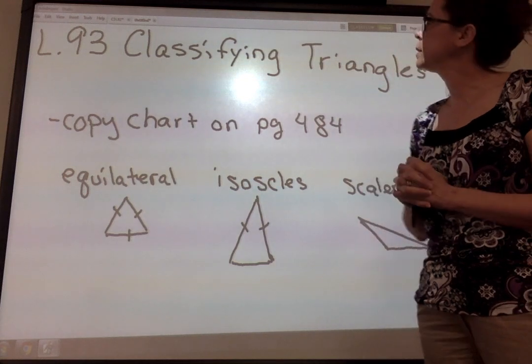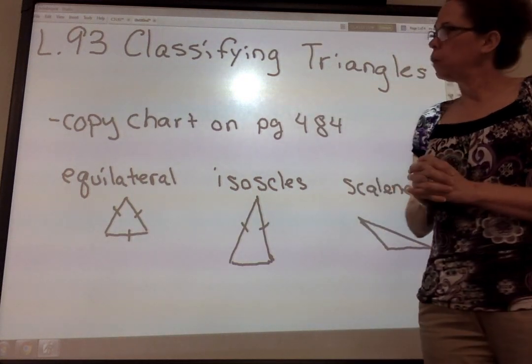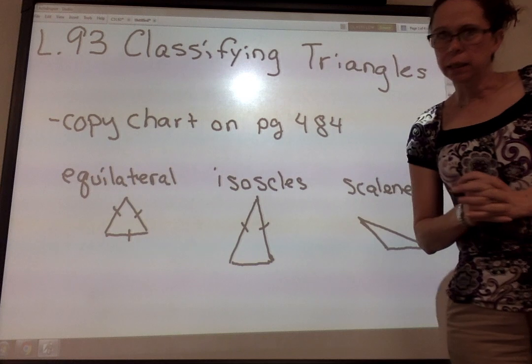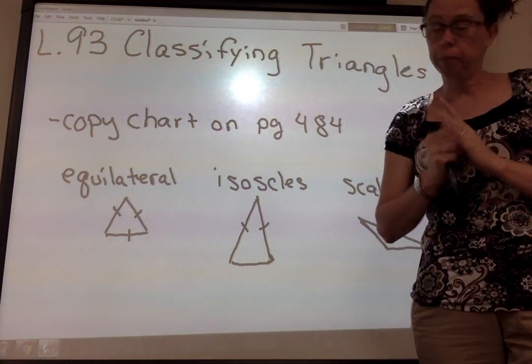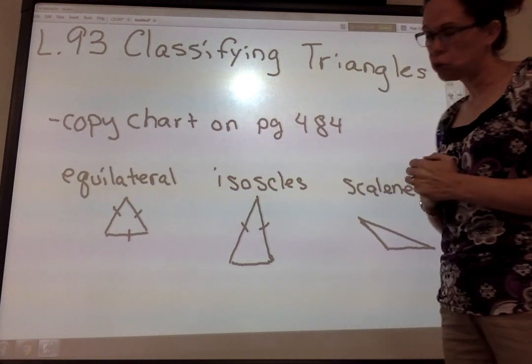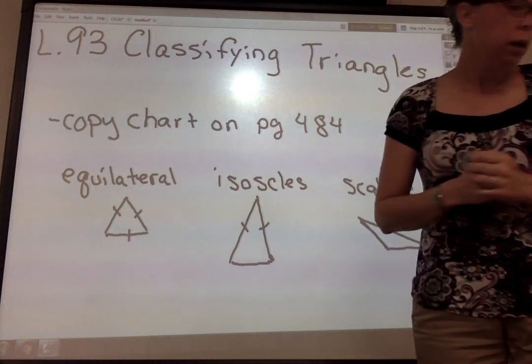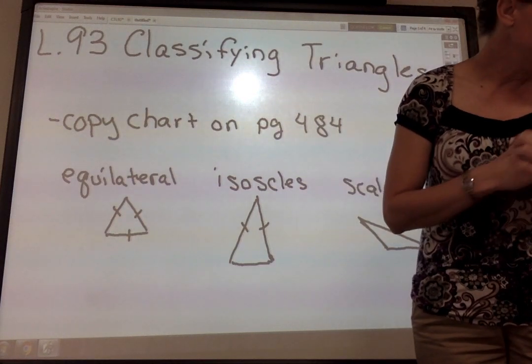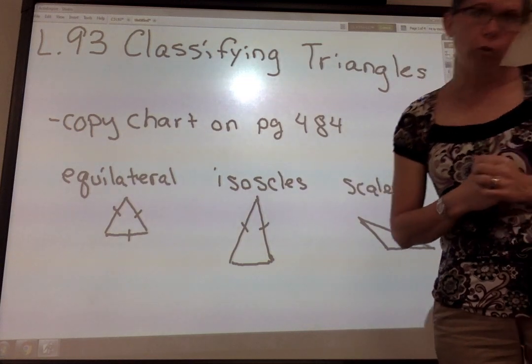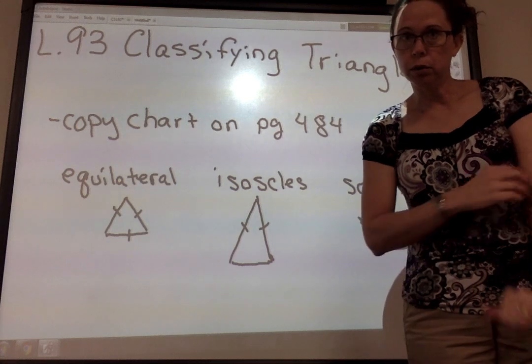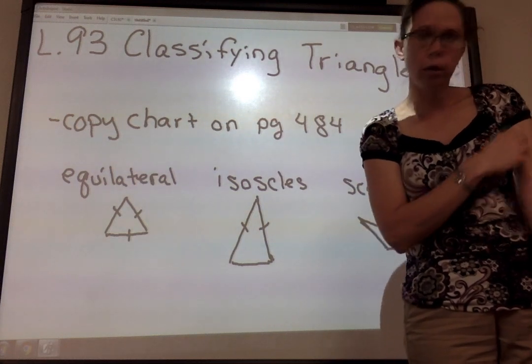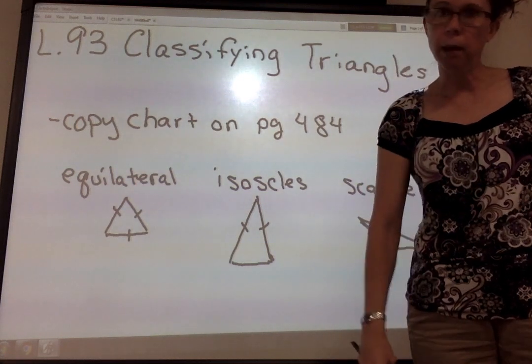We are working on lesson 93. We have some vocabulary in this lesson that you need to start memorizing if you don't know these words yet. We're talking about classifying triangles, okay? So go ahead and make sure you've got your books open to lesson 93, page 484. Make sure your math notebooks are open so you can take notes from your slides, and there's a couple of charts in the book that I want you to get in your notes, okay?